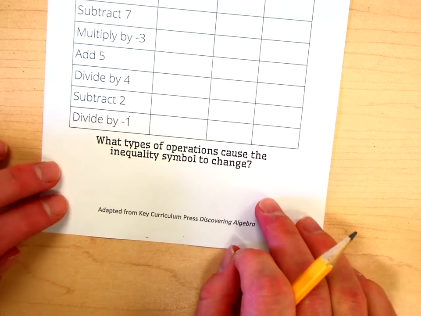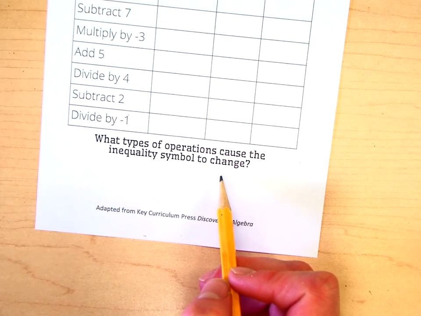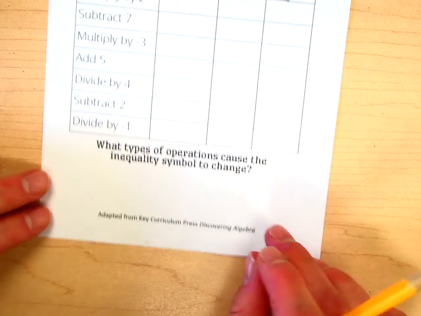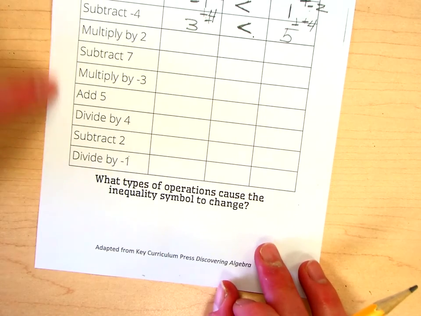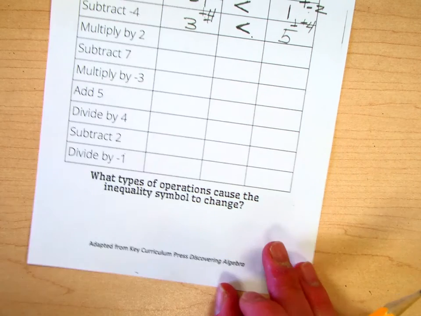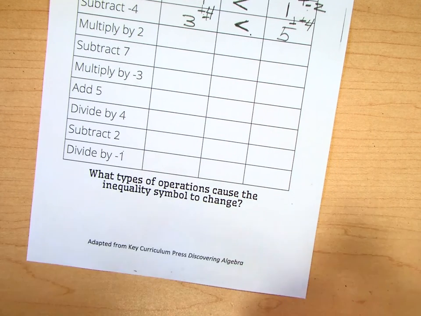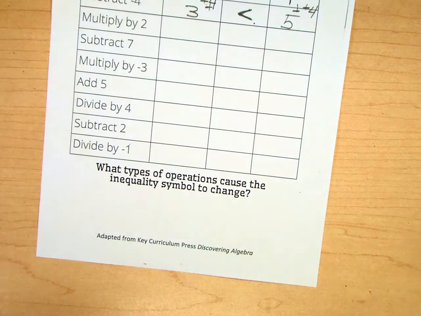When you get to the end, it says, what types of operations cause the inequality symbol to change? To help you answer this question, there will be 2 times in the remaining operations that you will be doing on your own that the inequality symbol will flip to the opposite direction in order to be true, and then just write about that down here in the bottom.